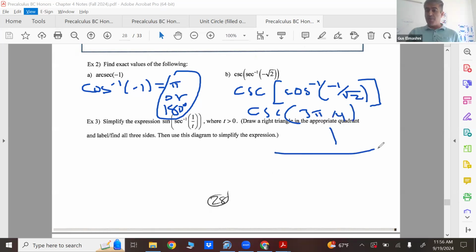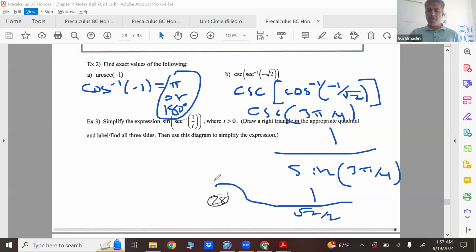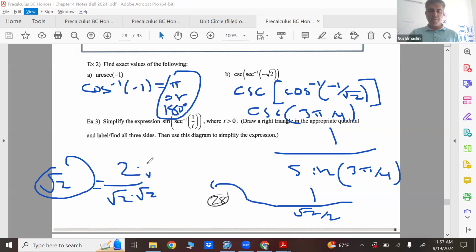So that's 1 over sine of 3 pi over 4. What's sine of 3 pi over 4? So it becomes 2/√2. And what's the final answer, Kieran? √2. Once you rationalize the denominator, right? Okay.